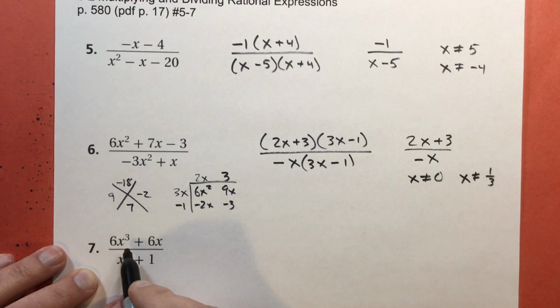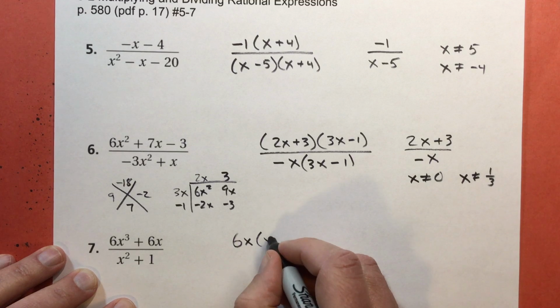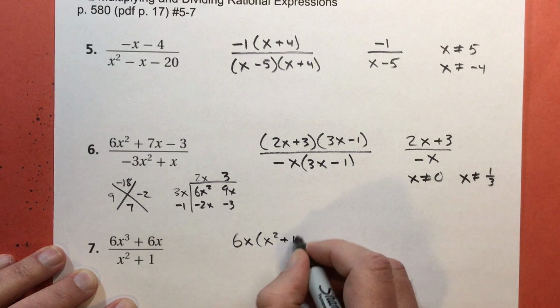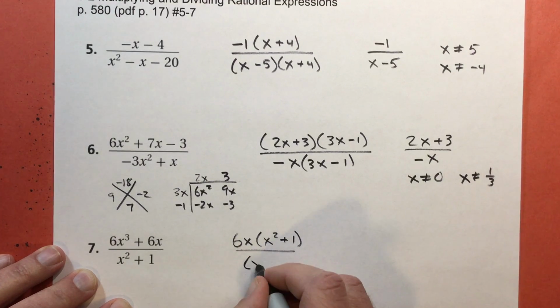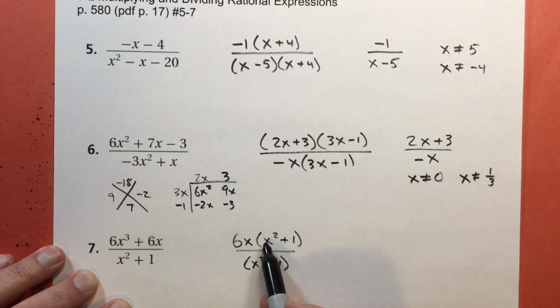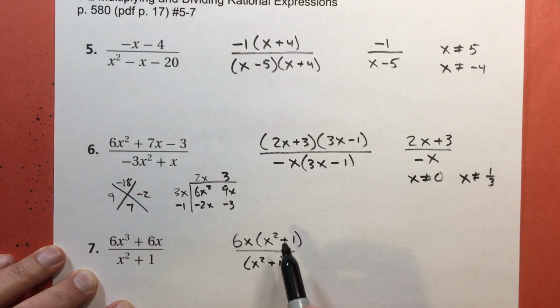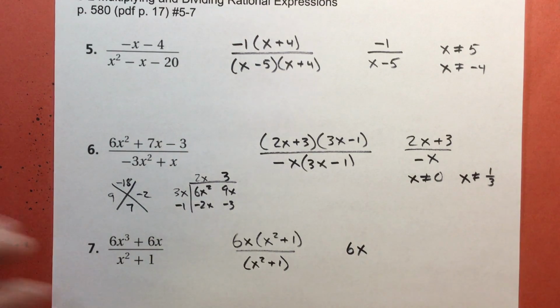Doesn't matter. I have a common factor of 6x. That leaves x squared plus 1. And the denominator, I can't factor this. And even if I did, I would have factored it up here, the x squared plus 1. By the way, that's not the difference of two squares because it's addition, not subtraction. The x squared plus 1 reduces, and this just becomes 6x.